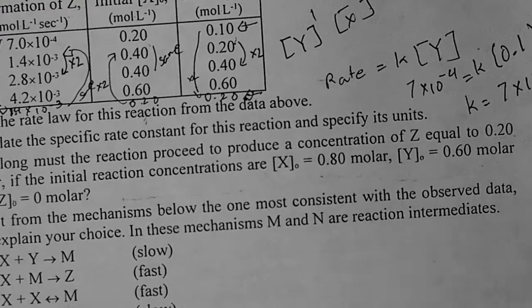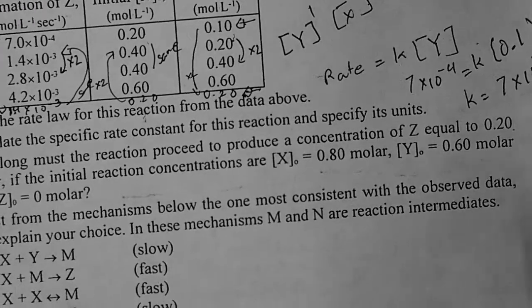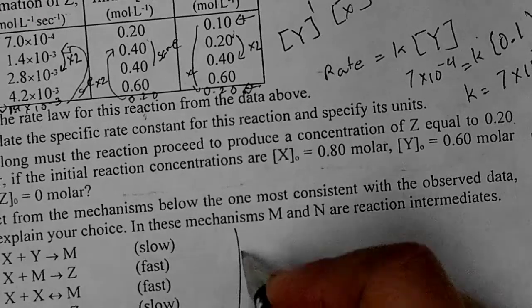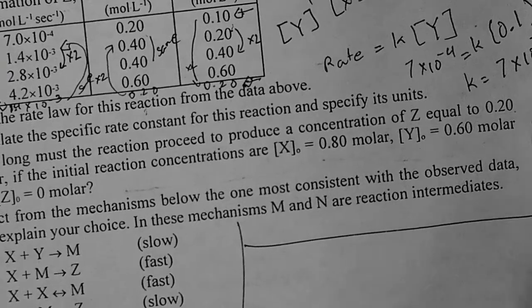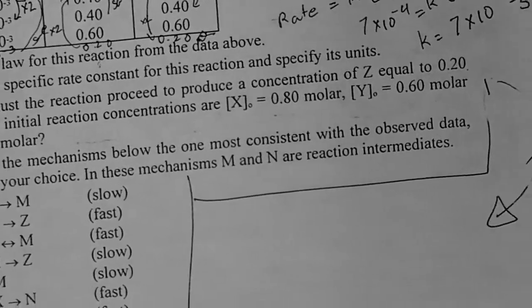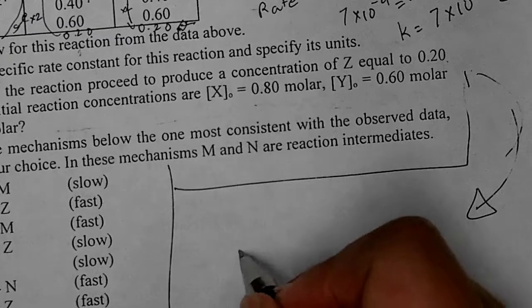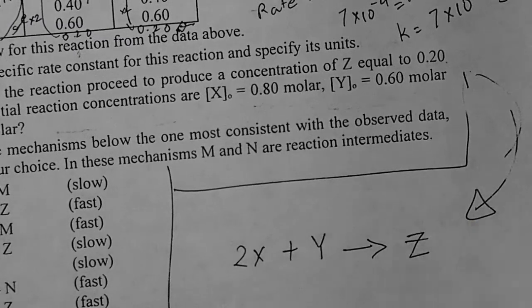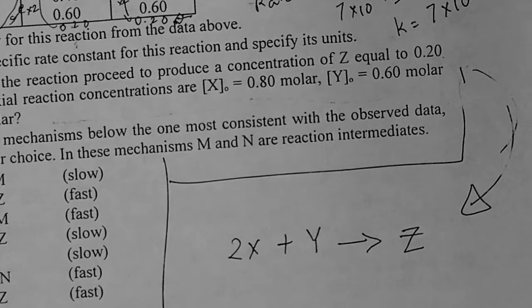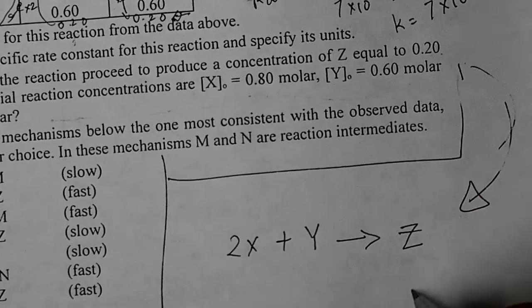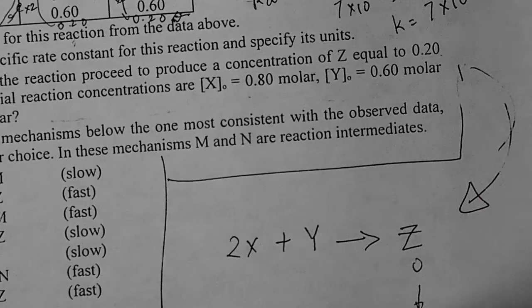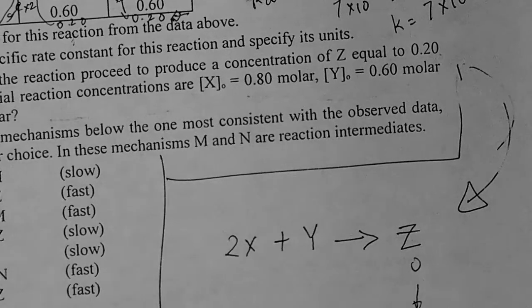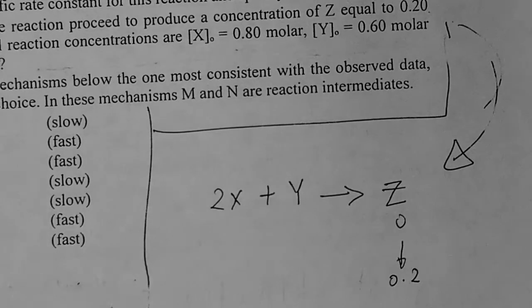So then you know this reaction. I'm going to write it here for C. So we're going to say 2X plus Y goes to Z. Now we know Z has to go from 0 all the way to 0.2. I need to be making more Z.